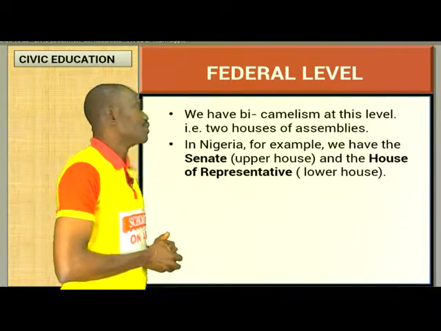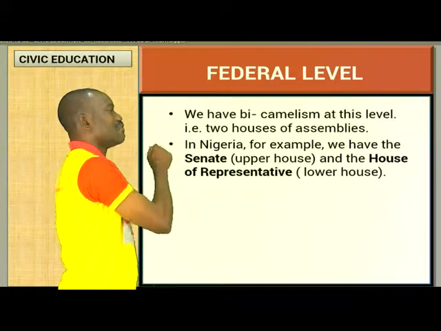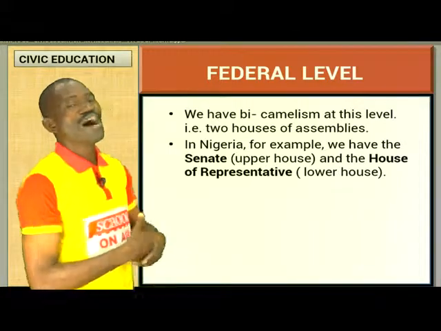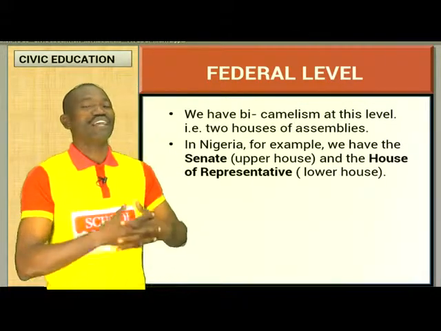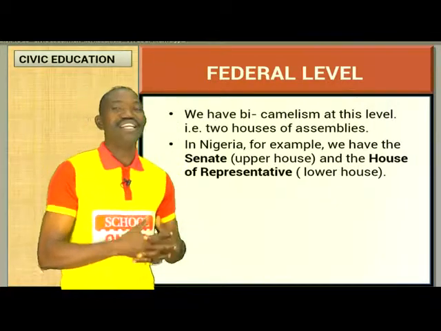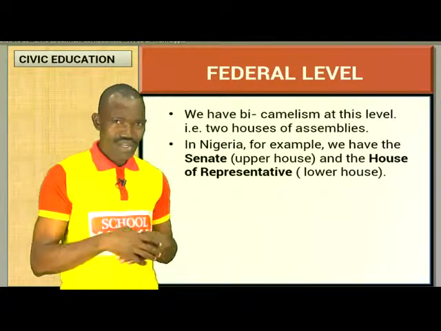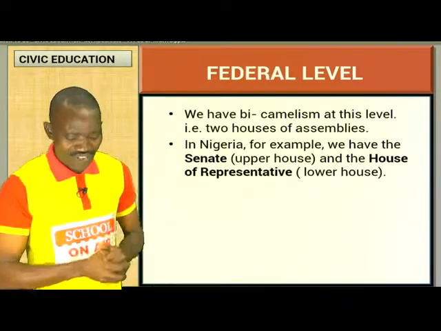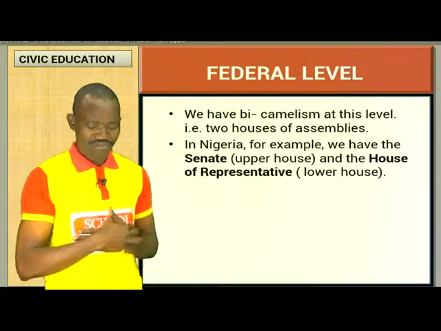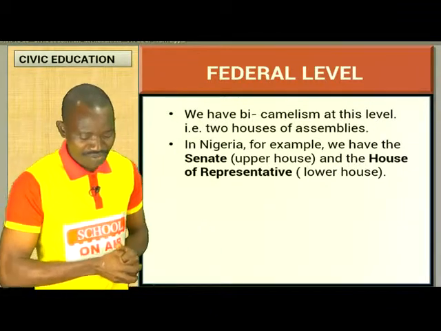At the federal level, we have what is called the bicameral legislature. That is bicameralism. What is bicameralism or bicameral legislature? Even though this is not government class, I will explain a little bit. Bi, as the word goes, means two. And so bicameralism means two houses of assemblies. At the federal level, we have two houses of assembly.